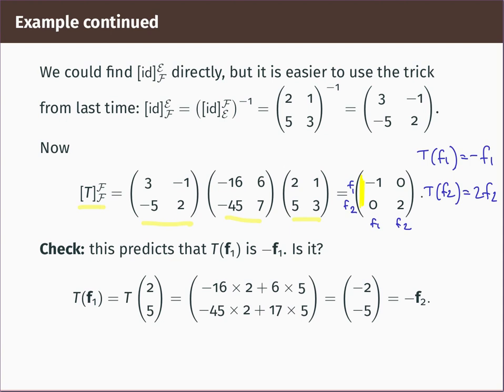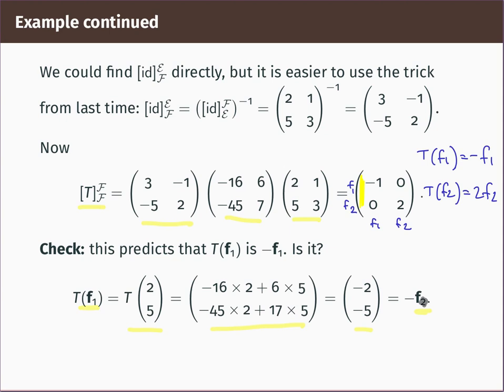It won't tell us for sure because we need to check the other one if we want to know for sure. But if there was a mistake, it might show up when we verify that T of F1 is really minus F1. So let's do it. We're going to work out T of F1. F1 was 2, 5, so that's T of the vector 2, 5. And if you plug into the definition, you get this. If you work those things out, you get minus 2, minus 5, which really is minus, it's not minus F1, it's F2, is it? And that's not great.